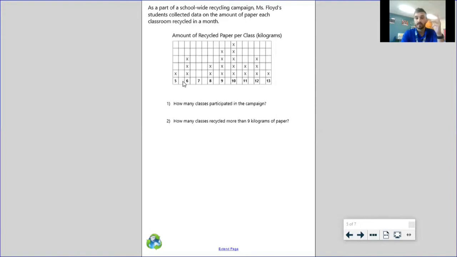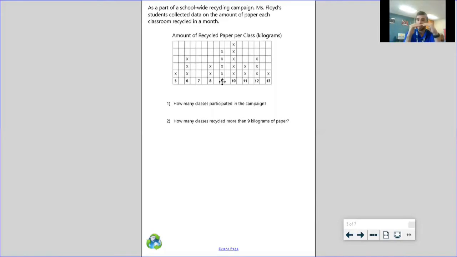So all you got to do is count your X's for number 1. 1, 2, 3, 4, 5, 6, 7, 8, 9, 10, 11, 12, 13, 14, 15, 16, 17, 18, 19, 20, 21 classes participated in the campaign. Number 2, this is just like a question we had with the frequency table. It says how many classes recycled more than 9 kilograms of paper. So here's where 9 kilograms is. More than that means 10, 11, 12, and 13.